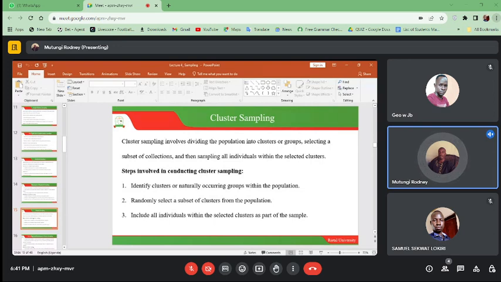in clusters or groups that are always naturally occurring, okay, and then selecting a subset of collections and sampling all individuals within the selected cluster. So for us to really appreciate this cluster sampling, I would use an example. For example, Juba. We have many streets in Juba.